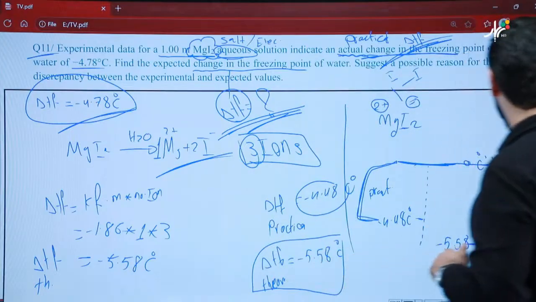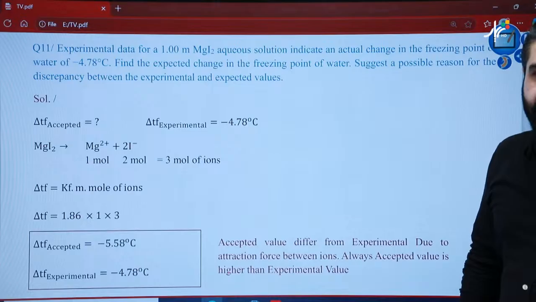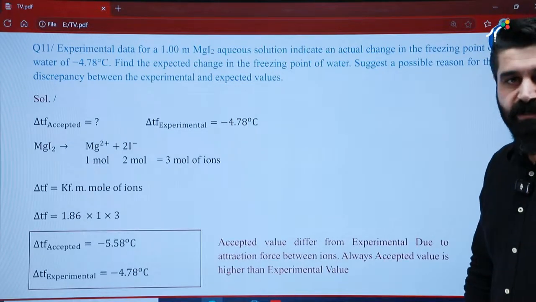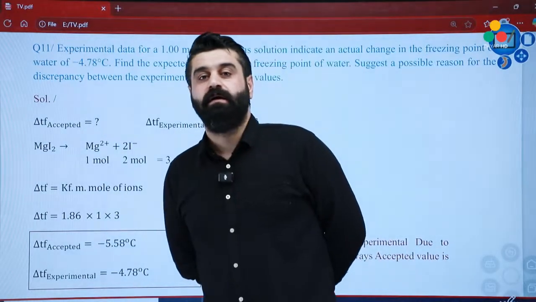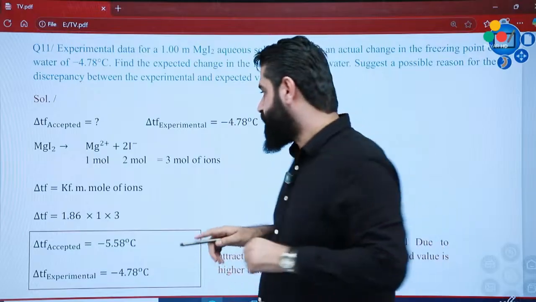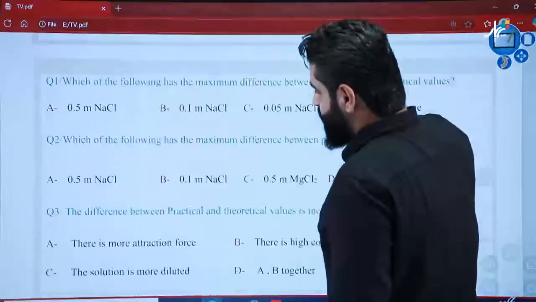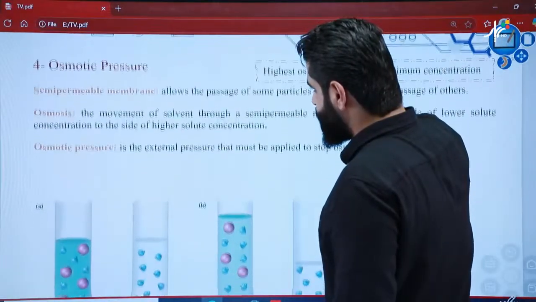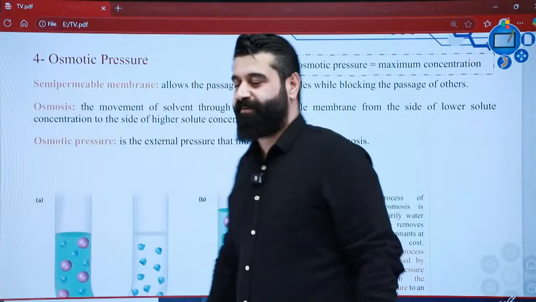Very good. Done. It's time for the last colligative property, which is the osmotic pressure and the process of osmosis. Osmotic pressure and the process of osmosis. Okay, look, be patient, please. So it's time for the osmotic pressure, the last colligative property.